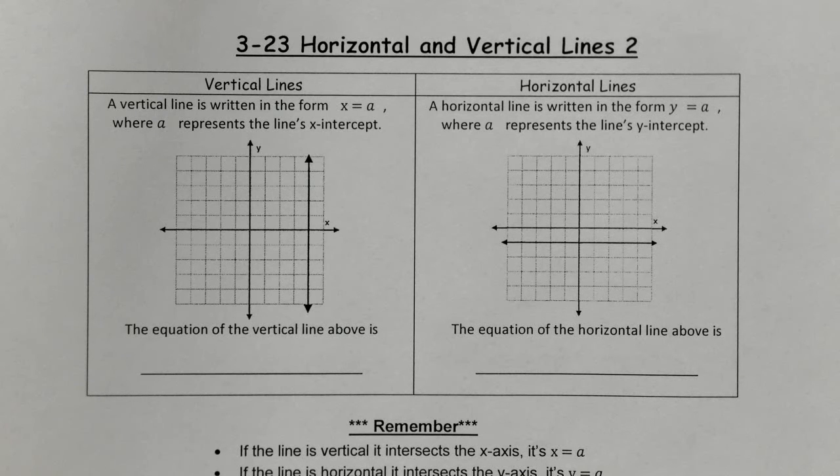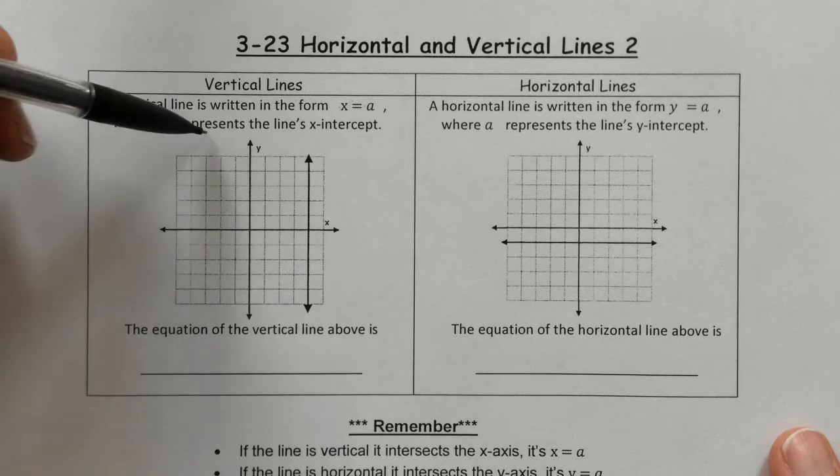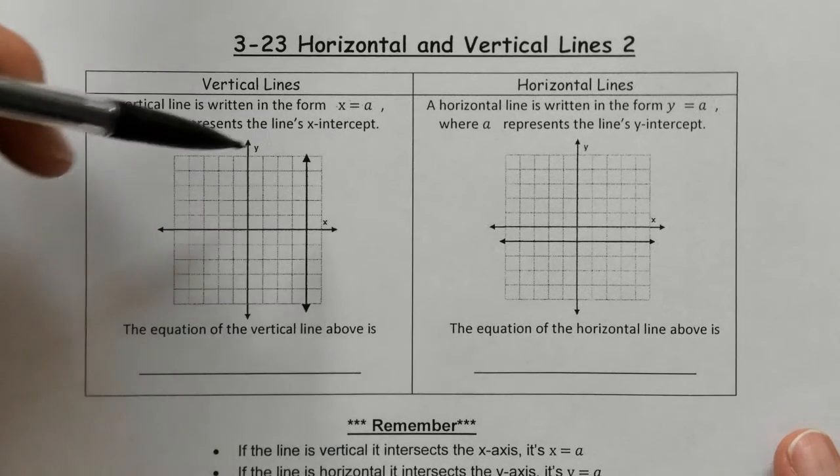Okay, in this section, 3-23, this is part 2 of our lessons on horizontal and vertical lines. The first part of this is just a reminder from the last lesson. A vertical line is written in the form x equals a, where a represents the line's x-intercept.